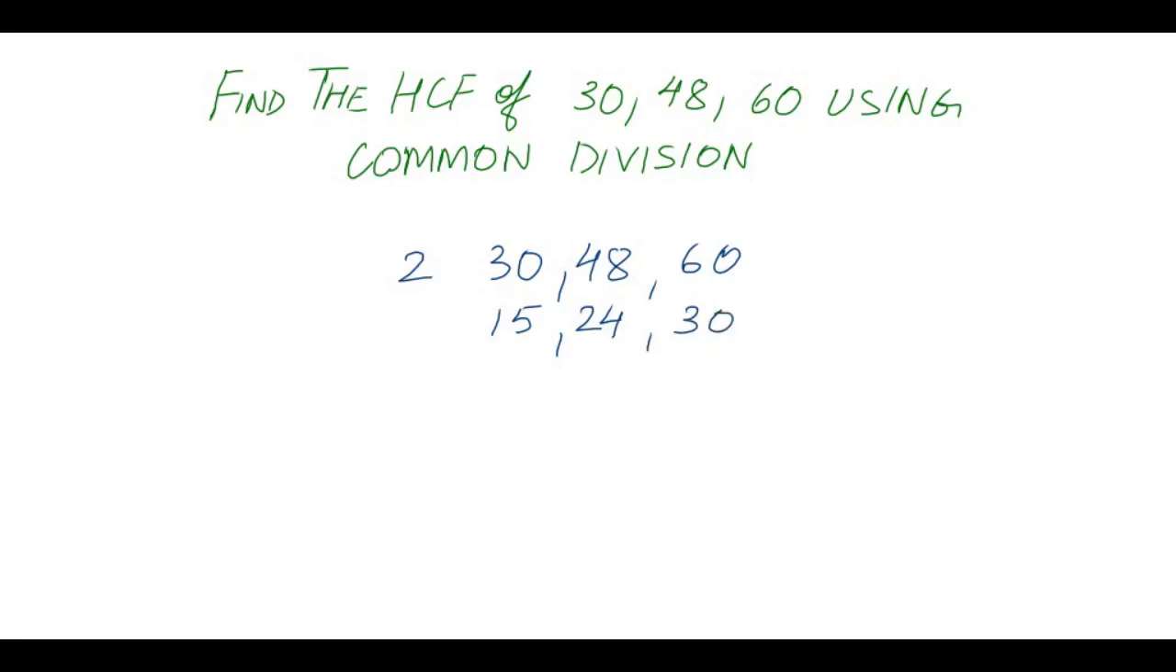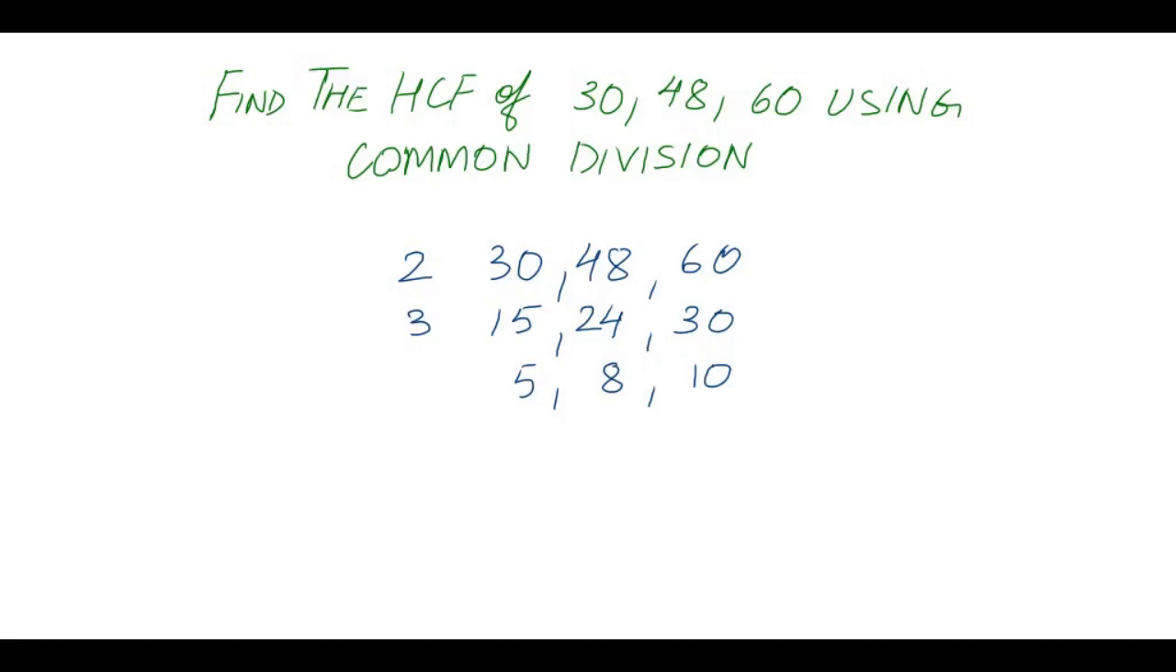Now if you notice here, 24 and 30 are even numbers. They can be divided by 2. But 15 is an odd number and it cannot be divided by 2. So let's see if we can divide it by any other number. Let's try with 3. So 3 5s are 15, 3 8s are 24, and 3 10s are 30. So we are able to divide all three of these numbers, that's 15, 24, and 30, by 3. Now we're left with 5, 8, and 10.